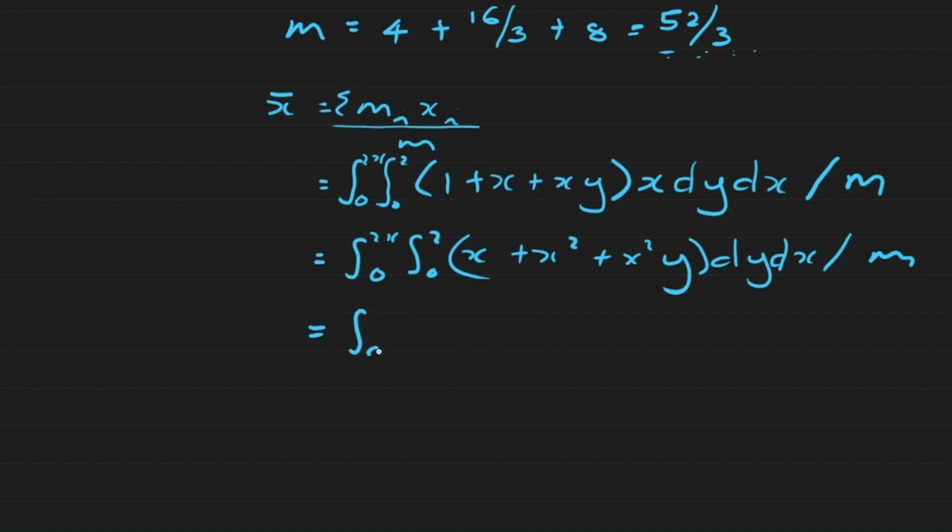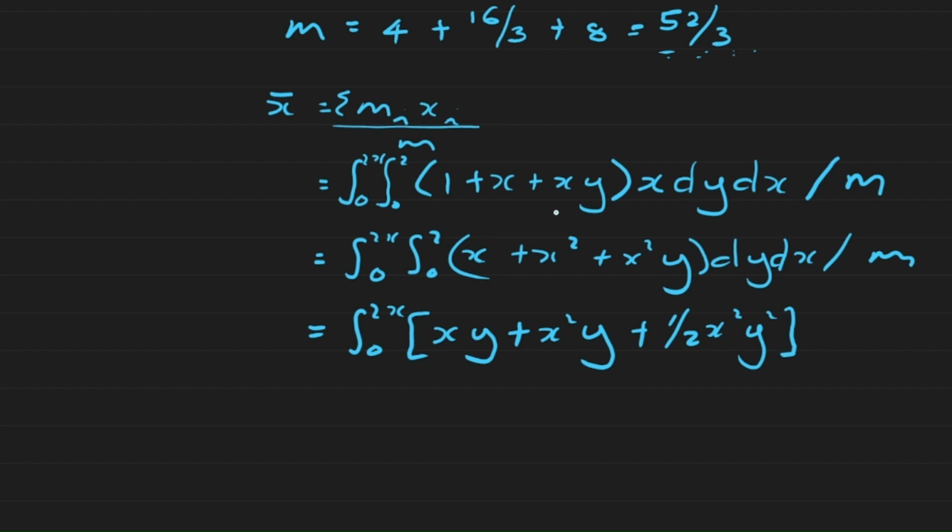So integrating with respect to y first, we leave our outer integral the same for now, and then integrating with respect to y, we have xy plus x squared y plus a half x squared y squared. Okay, so my apologies, that should be from 0 to 2, and we're integrating here from 0 to 2x. And we're dividing by m.